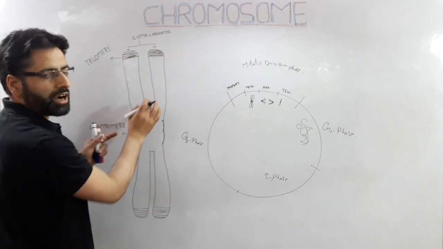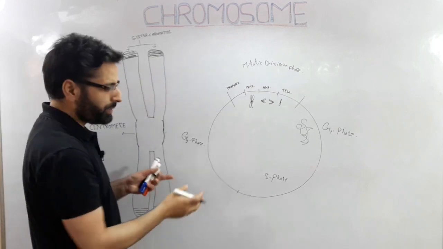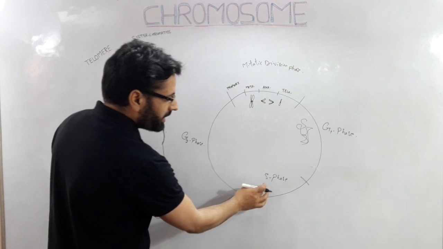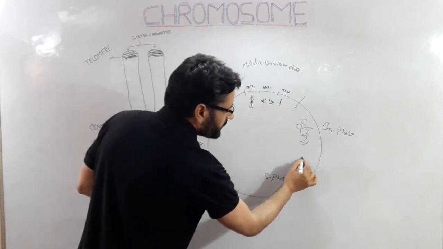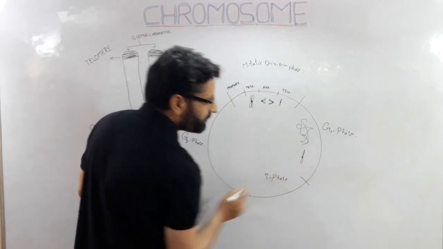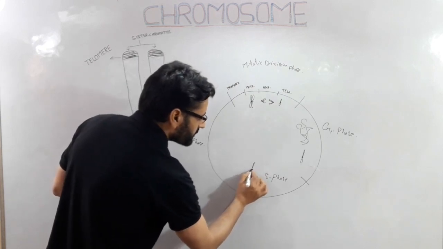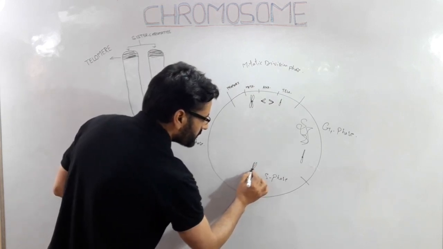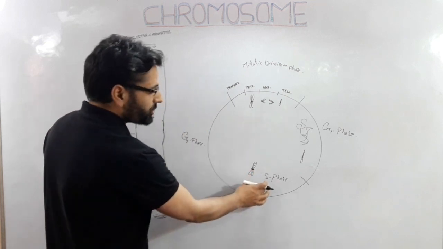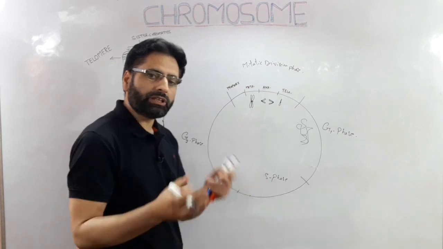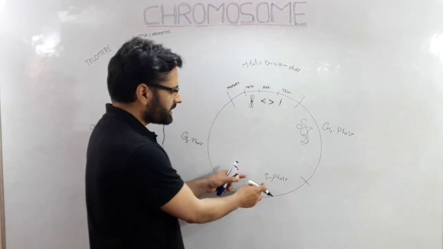This is after a replication, and this replication occurs during the S phase. For example, if you have a chromosome like this in G1 phase, in late S phase it will be like this, because replication has occurred in this S phase. In S phase, the chromatin material or genetic material gets replicated.